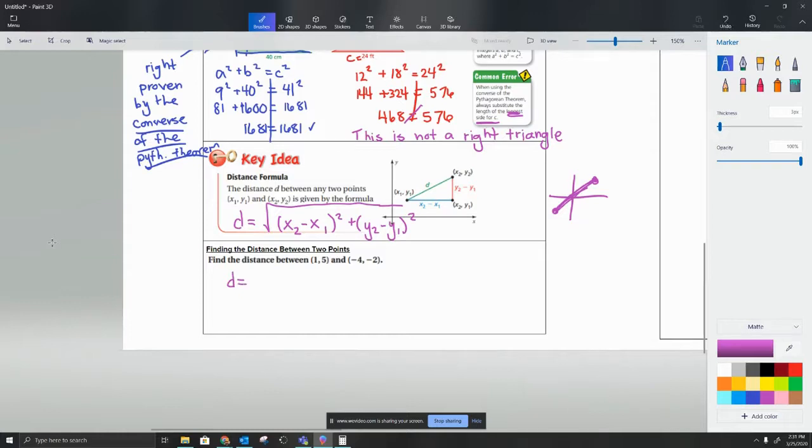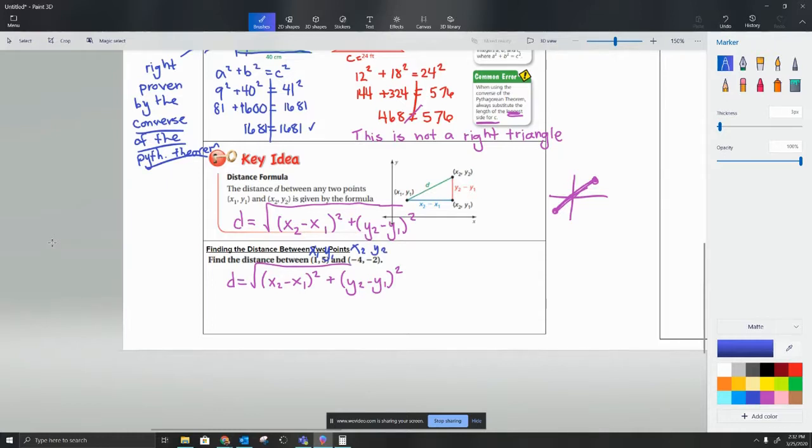So D equals the square root of x2 minus x1 squared plus y2 minus y1 squared. All right, so looking at our 2 points that they give us here, remember that it's always in order from left to right. So this is going to be x1, y1, and this is going to be x2, y2. So we're going to just go ahead and plug in our numbers.